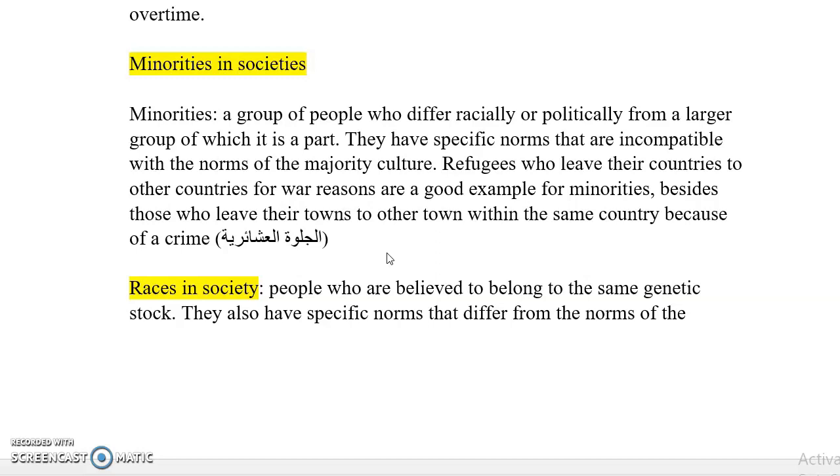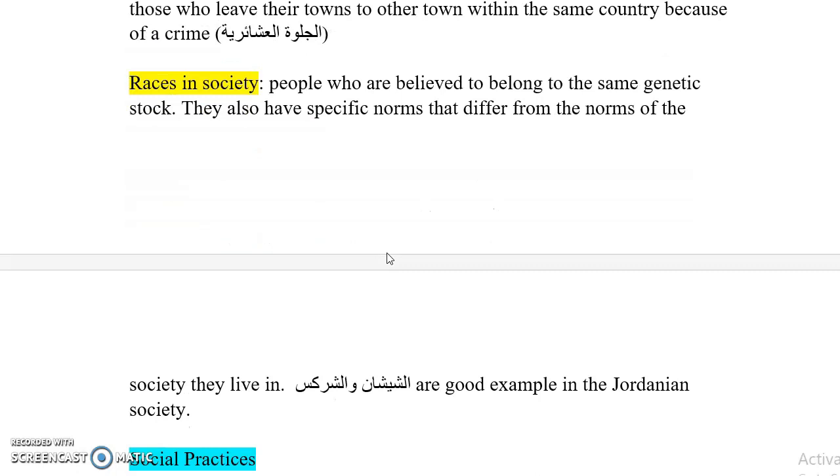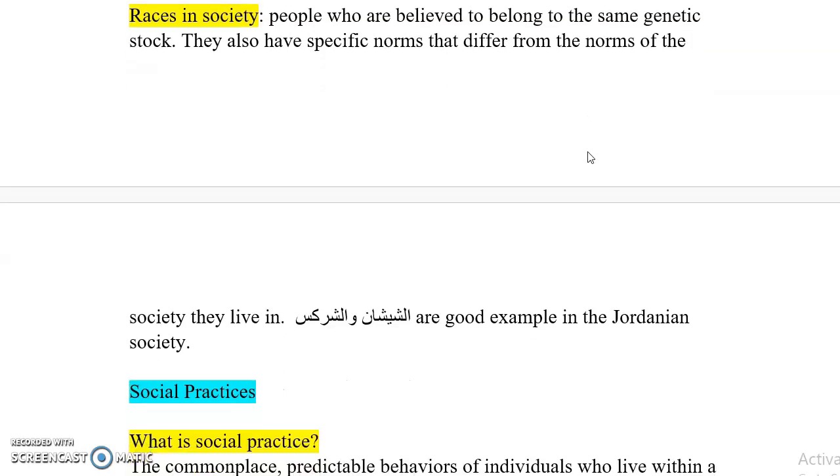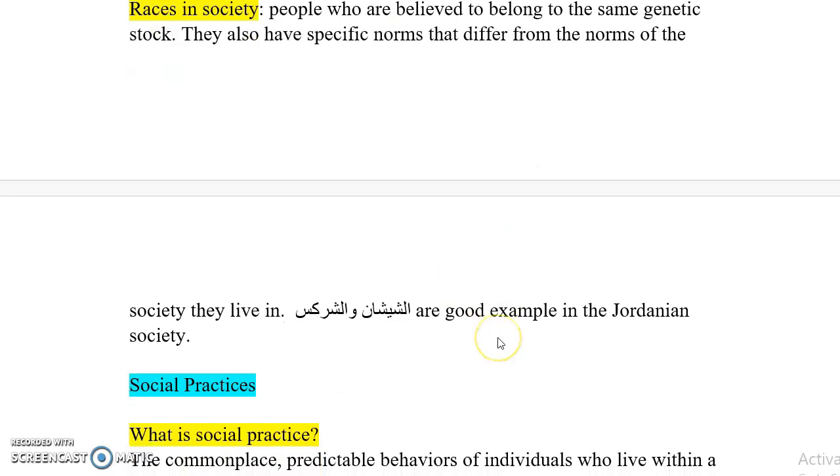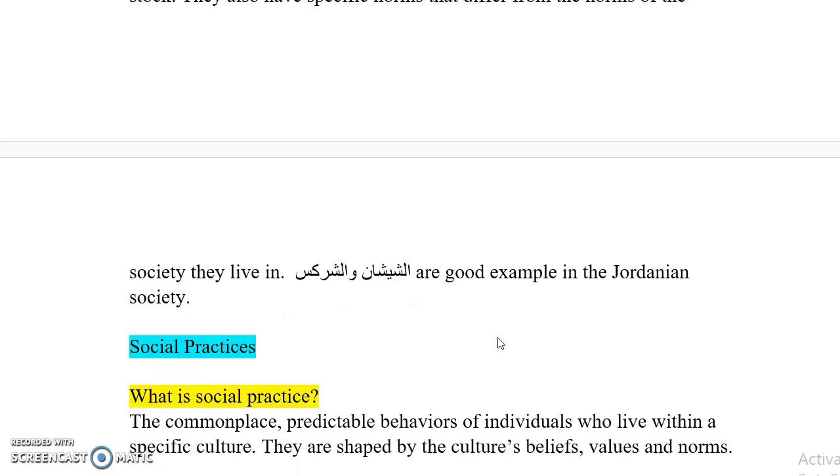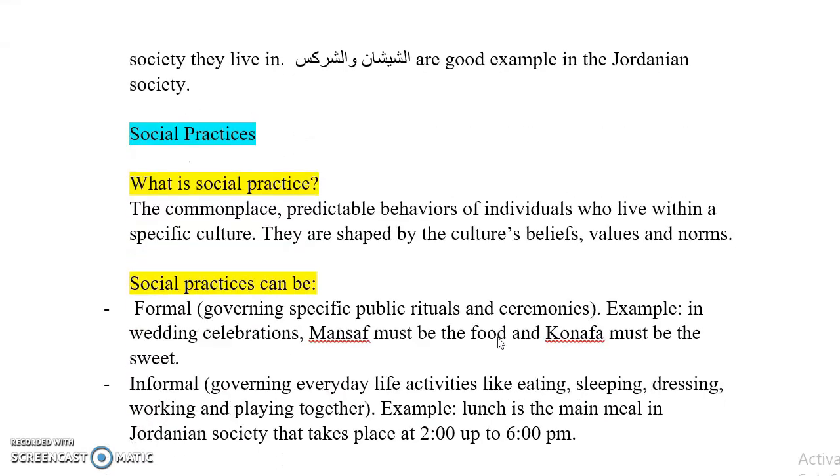Okay. Races in societies means people who are believed to belong to the same genetic stock. They also have specific norms that differ from the elements of the culture of the society they live in. A good example for that is the Chechens and Circassians. This group of people have their own cultural elements, which are sometimes different from the Jordanian society. They are a part of the Jordanian society, but they have their own elements.